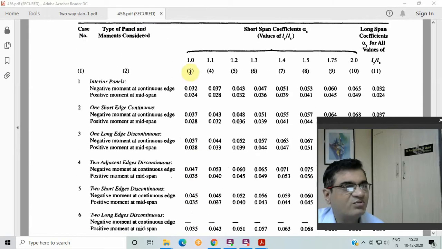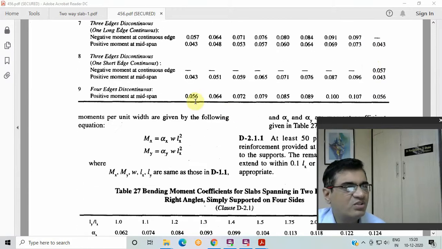Now all these values from column number 3 to 10 are given for alpha x. At the top this alpha x is given, and column number 11 gives us the value of alpha y. So the variation is only for alpha x and alpha y values. These are not dependent on aspect ratio, so we'll use the last row of this table.